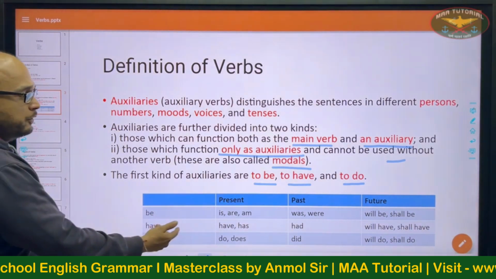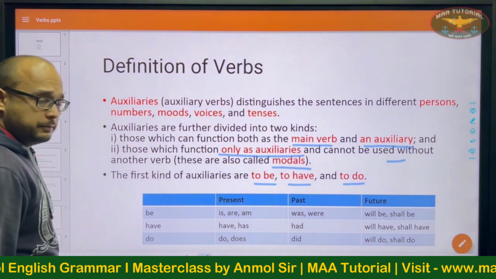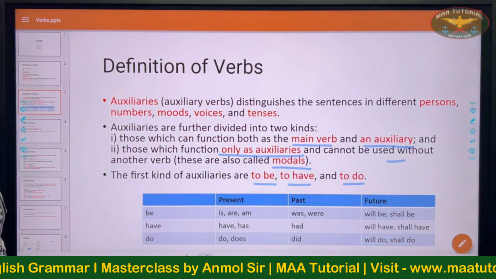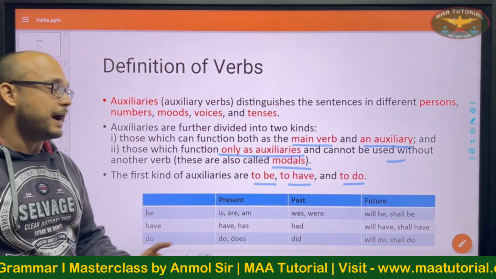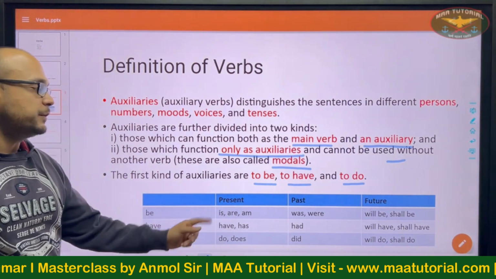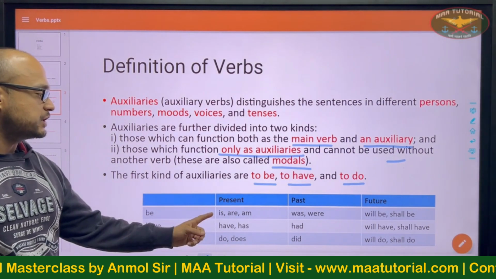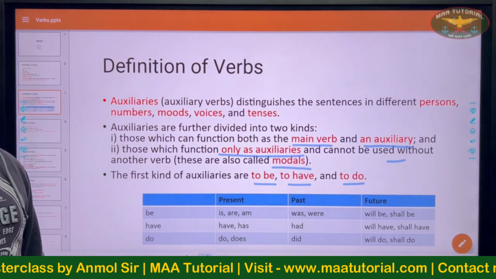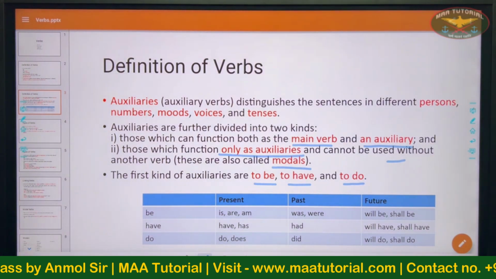The present forms of be are is, are, and am. When I use it with I, I will say am. When I use it with a third person singular, he, she, or it, I will use is. And for all other instances, I will use are.